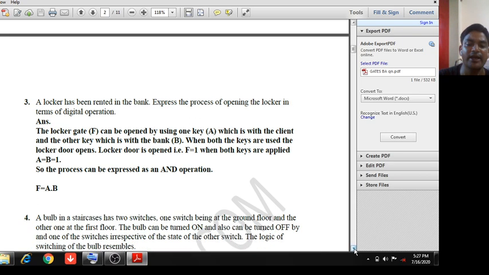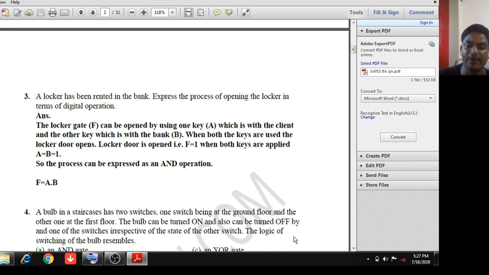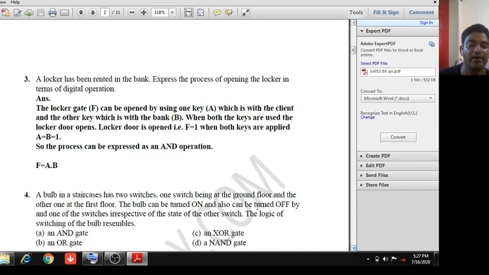Next important example, I think you have already seen in your home. A bulb in a staircase. A bulb in a staircase has two switches. One switch is on the ground floor and another one is on the first floor. The bulb can be turned on and also turned off by any one of the switches, irrespective of the state of the other switch. I already explained this in logic gates.